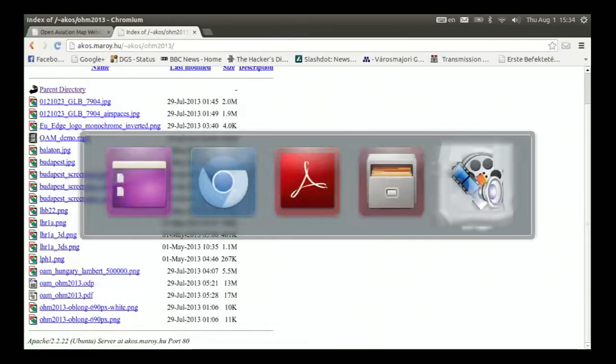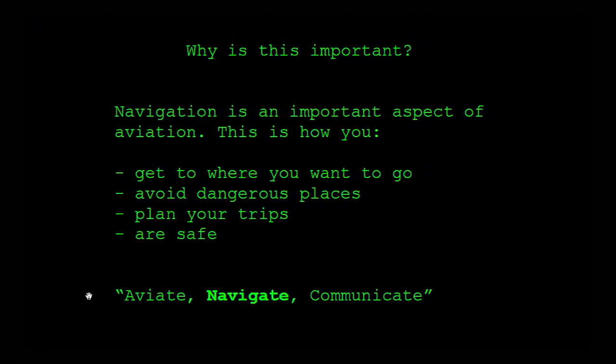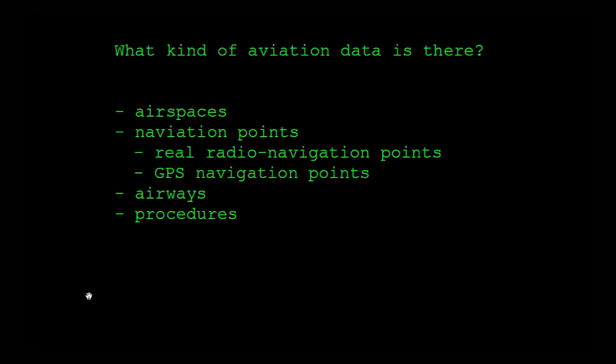Okay. So this is kind of important because you want to avoid dangerous spaces. You want to plan your trips. You want to be safe. And the basic rule of aviation is that you aviate, you navigate, and you communicate. So navigation is the second most important thing when you actually fly.